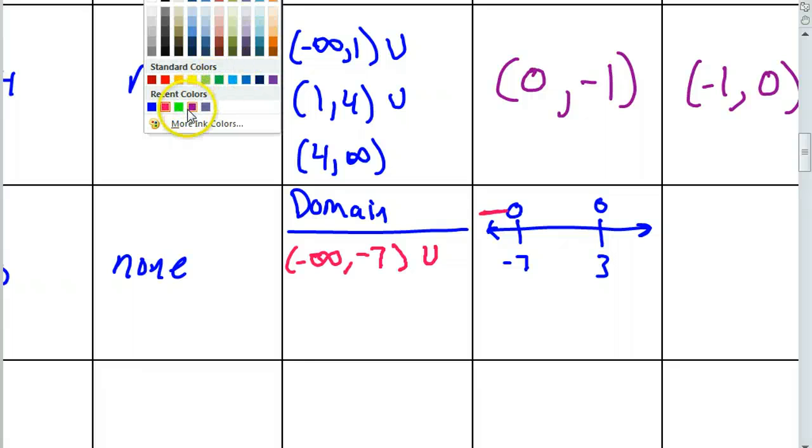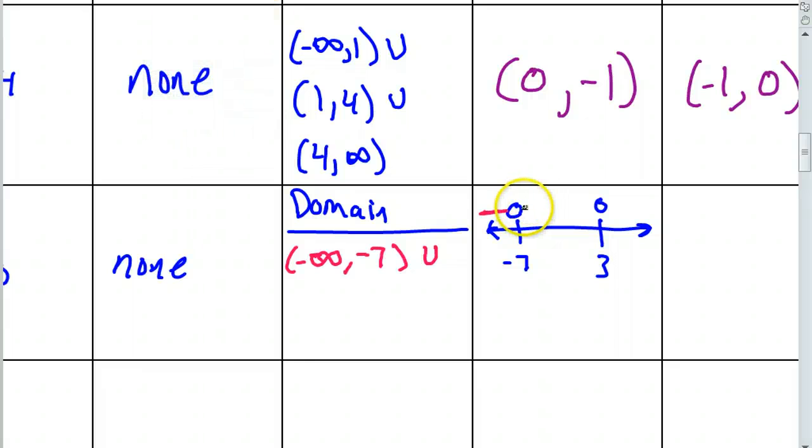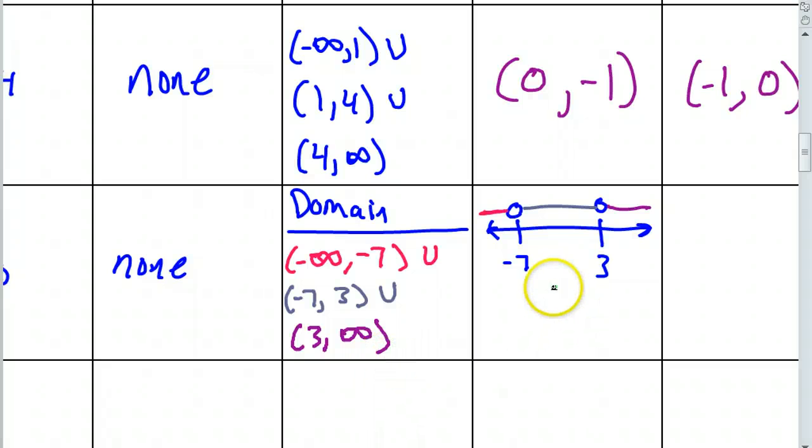Okay, and then we got this part in the middle. So what's that going to be? Negative 7 to 3. Okay, union. And then we have this portion on the end. So that's going to be 3 to infinity. So notice we don't need a graph to be able to do this. We can just do it from the vertical asymptotes.